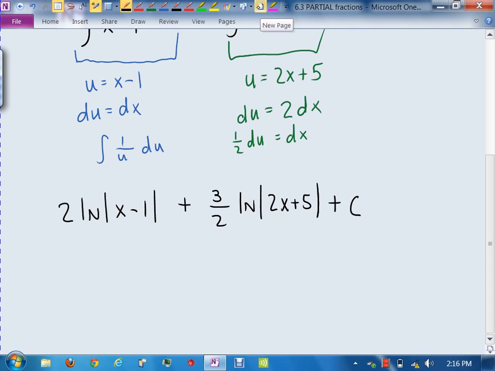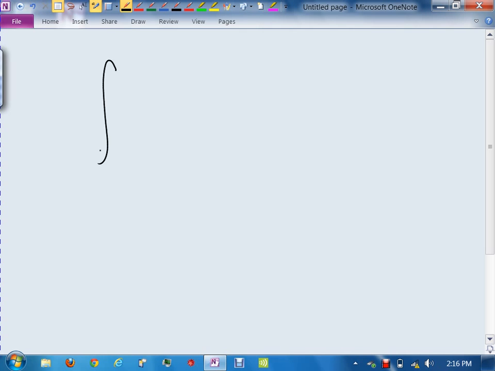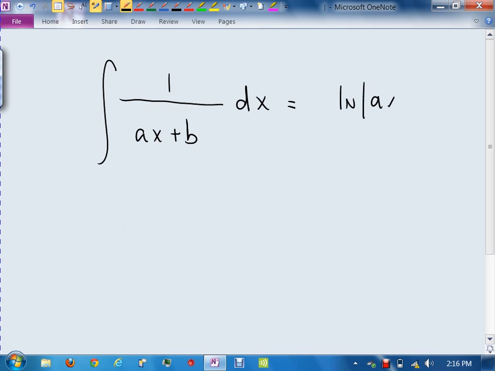Can I go to a new page? I want us to appreciate the fact that if we have any integral that has something like this in it, that means that's a linear expression in the denominator, right? A linear expression by itself. The antiderivative of that will always be natural log of that linear expression, but there's something else. What do I need out front? I need to account for that a in front of the x, just like we did with the cosine and the sine. What did we always come with when we integrated cosine? We had 1 over a, right? 1 over a. Same thing here, 1 over a.